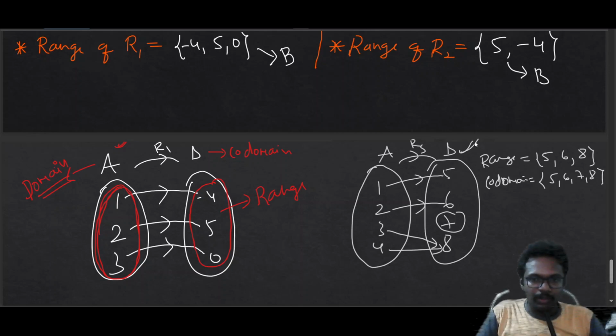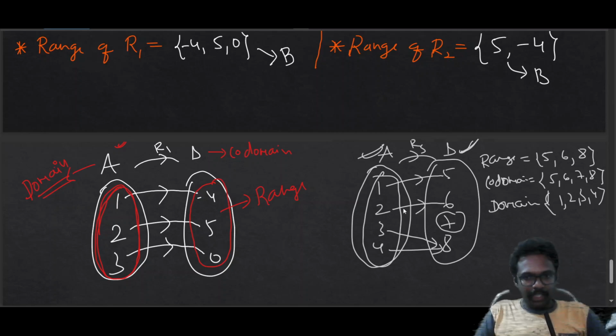Domain means all the elements of set A, here 1, 2, 3, 4. All the elements of A are the domain, and only the elements which are used are the range. Here 5 is used, 6 is used, and 8 is used. So 5, 6, 8 are the only range. If you consider both used and not used elements, then we call it the codomain.